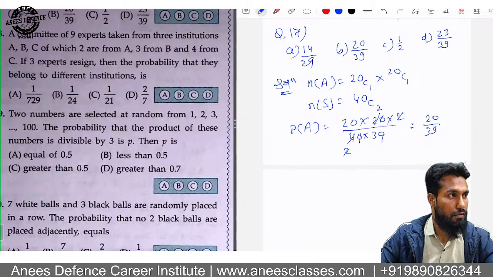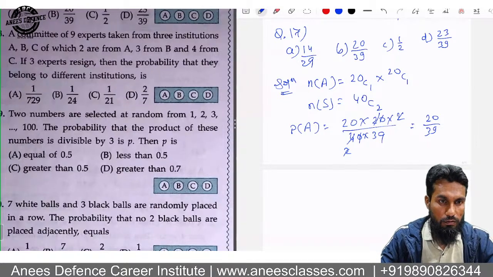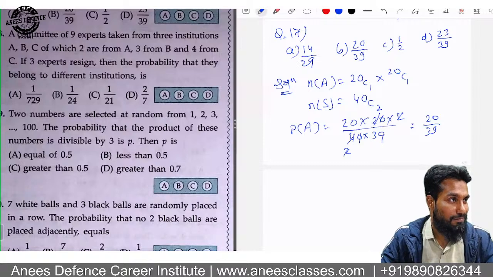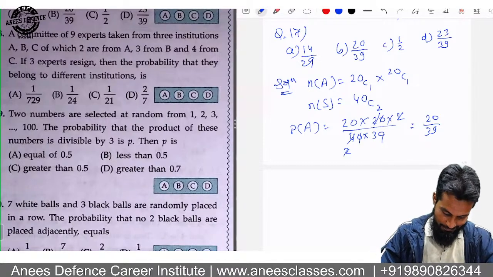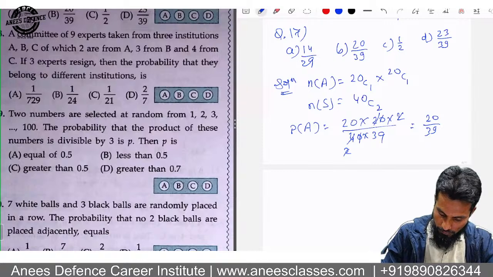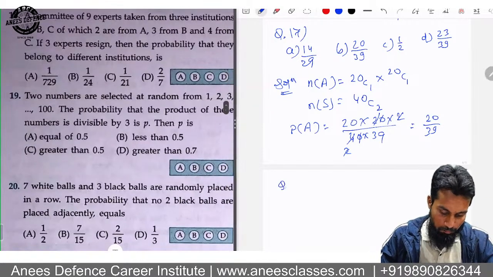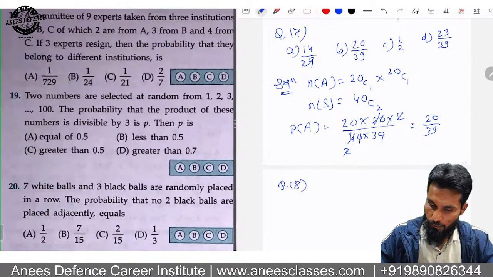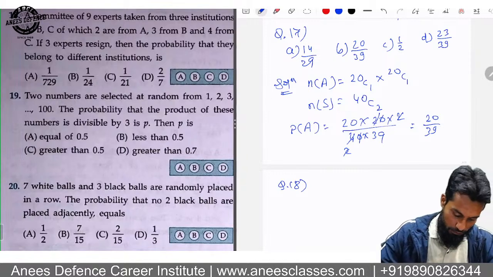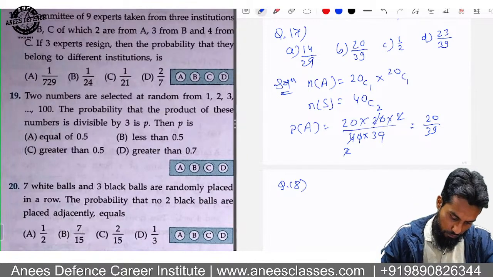इसमें देख लो, है ना आप लोग के पास? Question number 18 we will be solving. See question number 18.